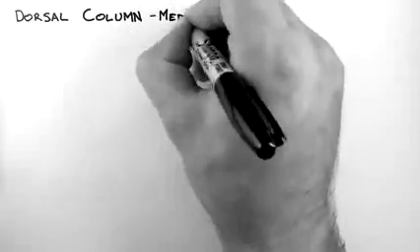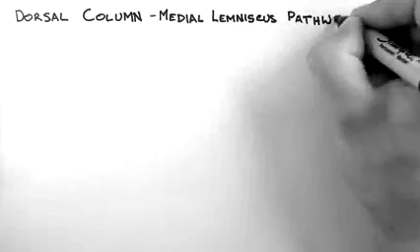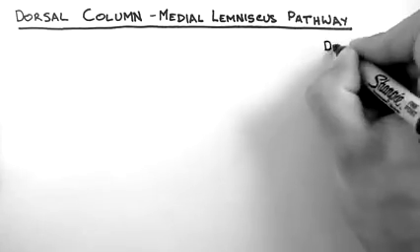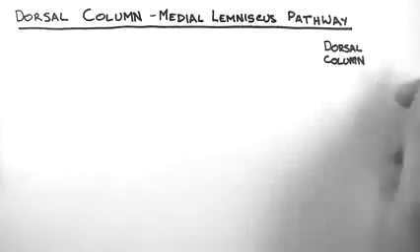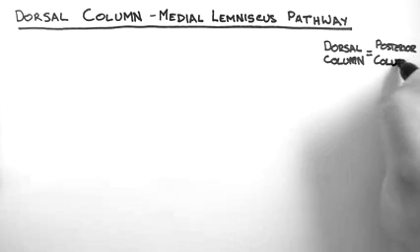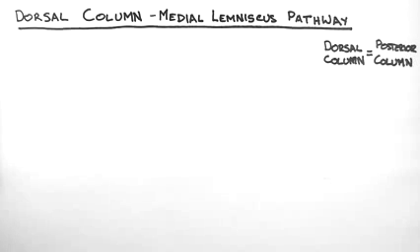Hi, this tutorial is the second in the Spinal Pathways series, and in this video we are going to be discussing the dorsal column medial lemniscus pathway. I'll begin by clarifying that the dorsal column is sometimes called the posterior column. As such, this pathway is sometimes called the posterior column medial lemniscus pathway.